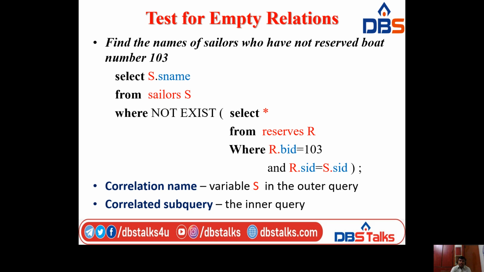Next one is the same thing. Another example: find the names of sailors who have not reserved boat number 103. It is also the same thing, with NOT EXISTS. Where not exists, the boat number: this SID is compared with that one, and then the boat ID is 103.